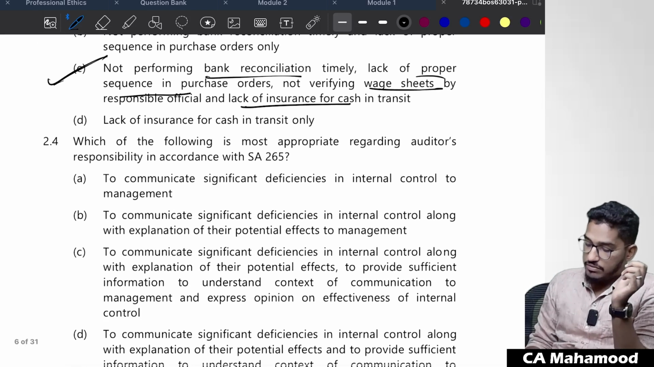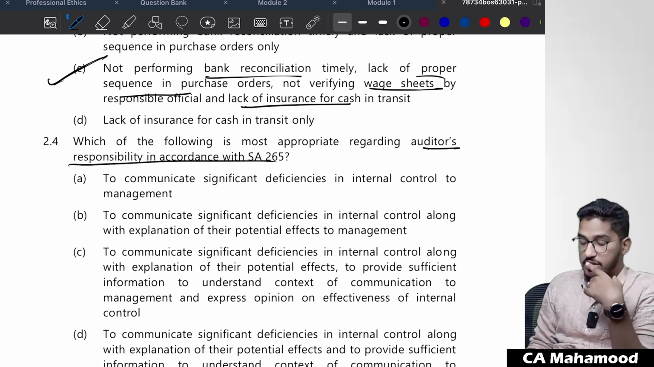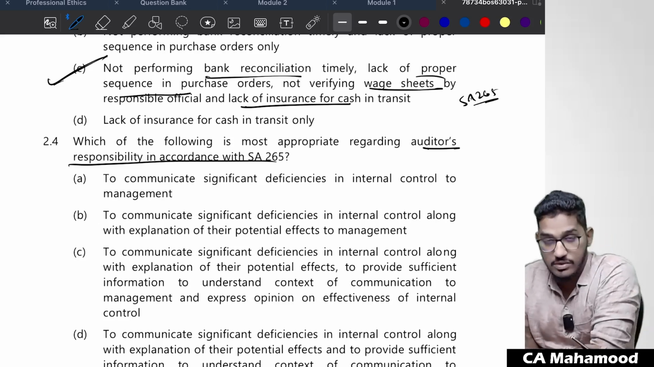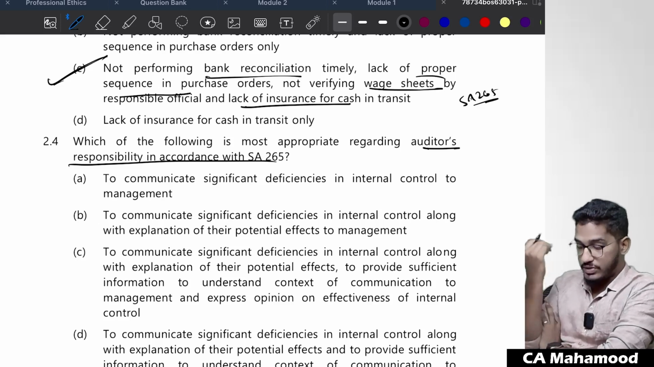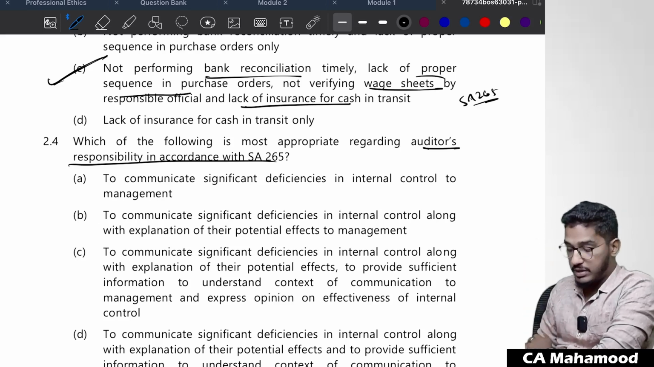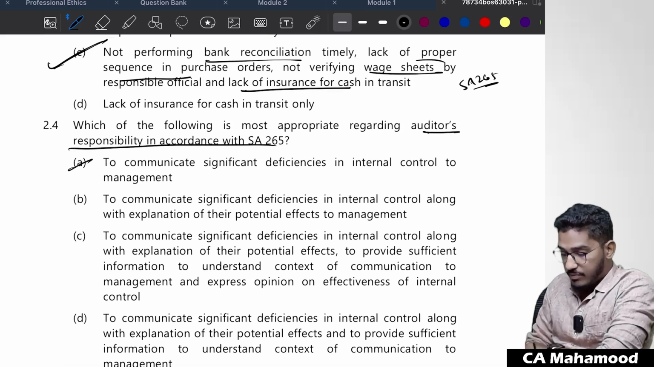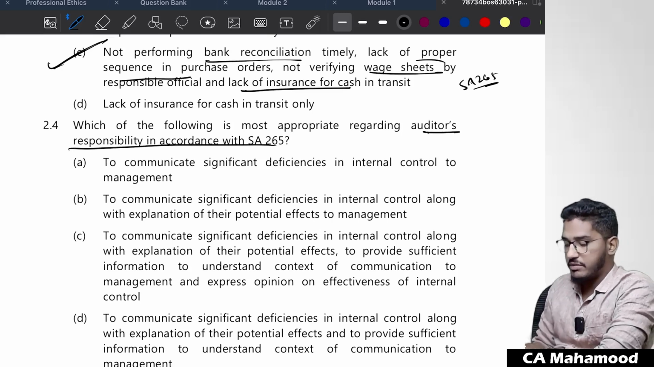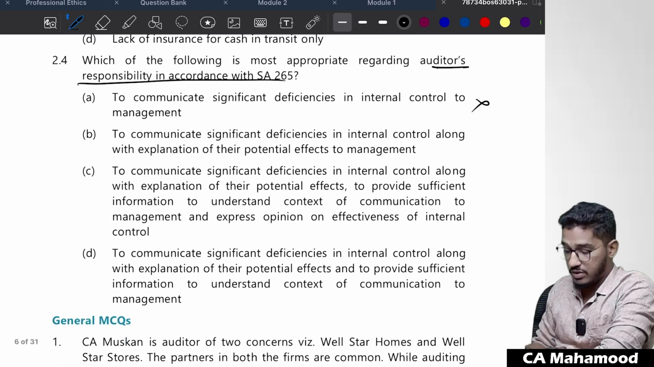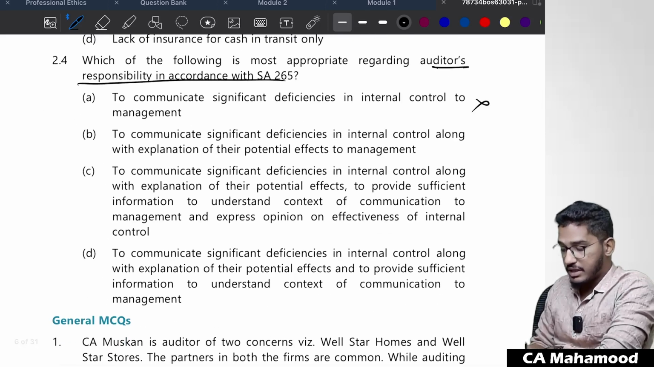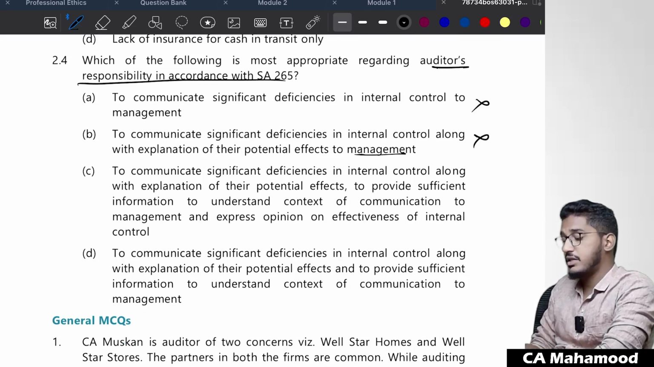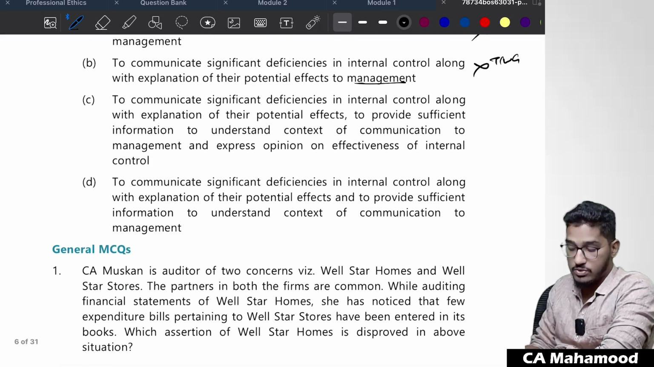Next one. Which of the following is most appropriate regarding auditor's responsibility in accordance with SA 265? SA 265 talks about communicating deficiencies to the management and those charged with governance. We need to find out the most appropriate statement. As an auditor, you are required to communicate significant deficiencies in the internal control to the management. Not only to the management, you are required to communicate with those charged with governance also. So this option is wrong. If it is a significant deficiency, you have to communicate with those charged with governance also.